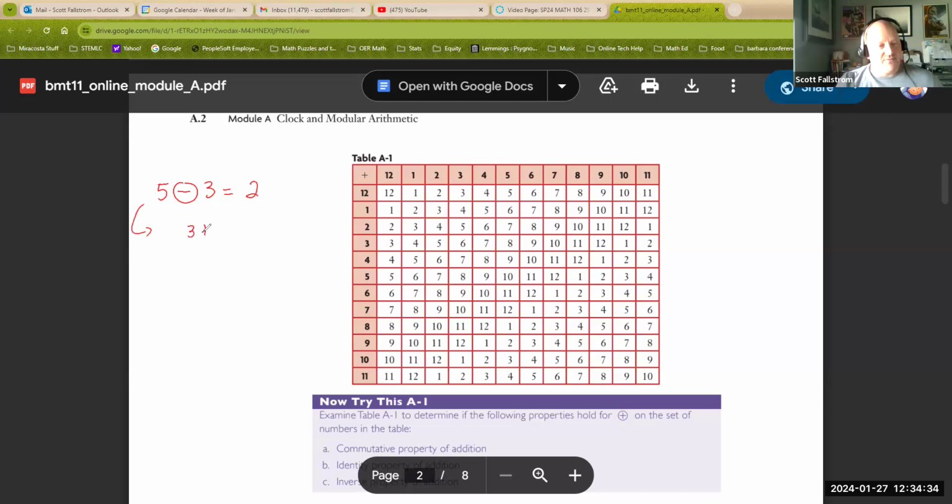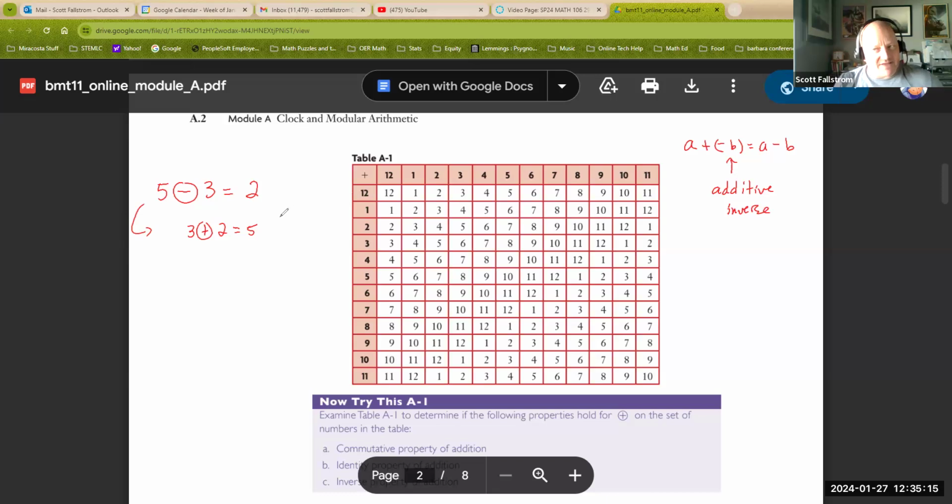Well, because 3 plus 2 gets me to 5. And if you want to check, 3 plus 2 gets you to 5. What's another way to do that? Well, what we saw previously, going back to chapter 5, is that subtracting a number was the same as adding the opposite of the number. And we had to prove it back then. But we could do that. So this is the additive inverse.